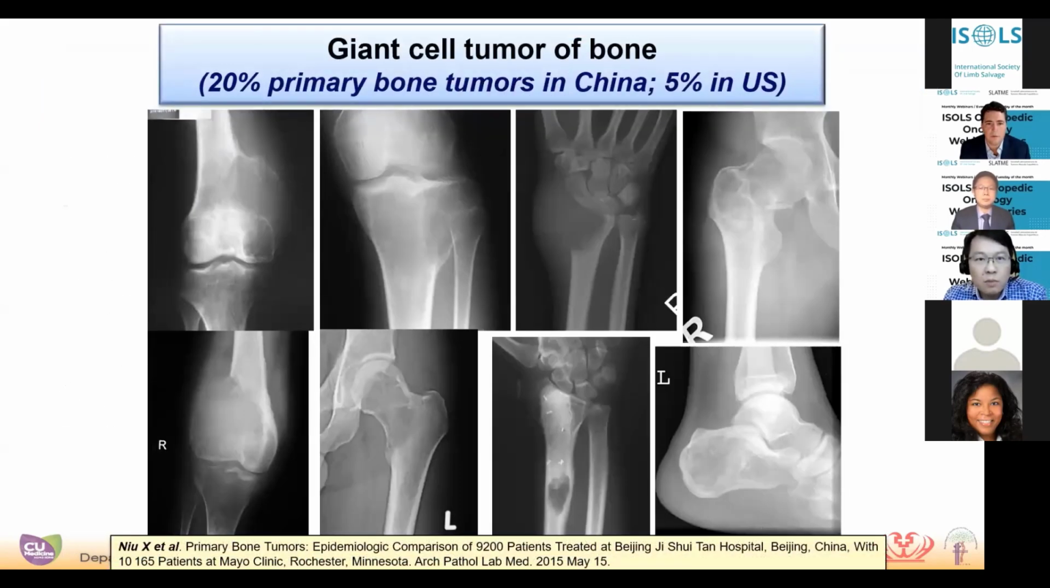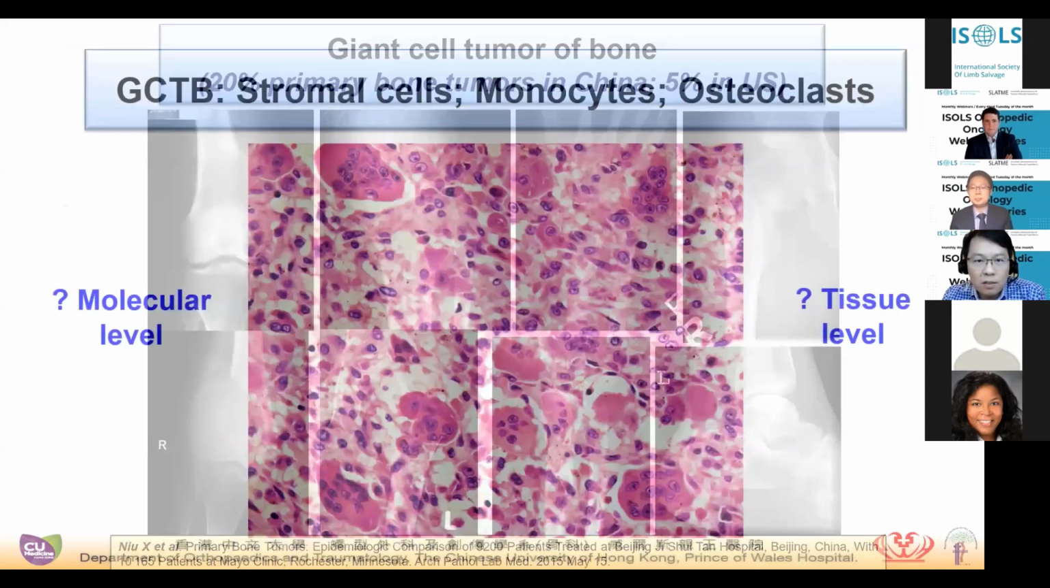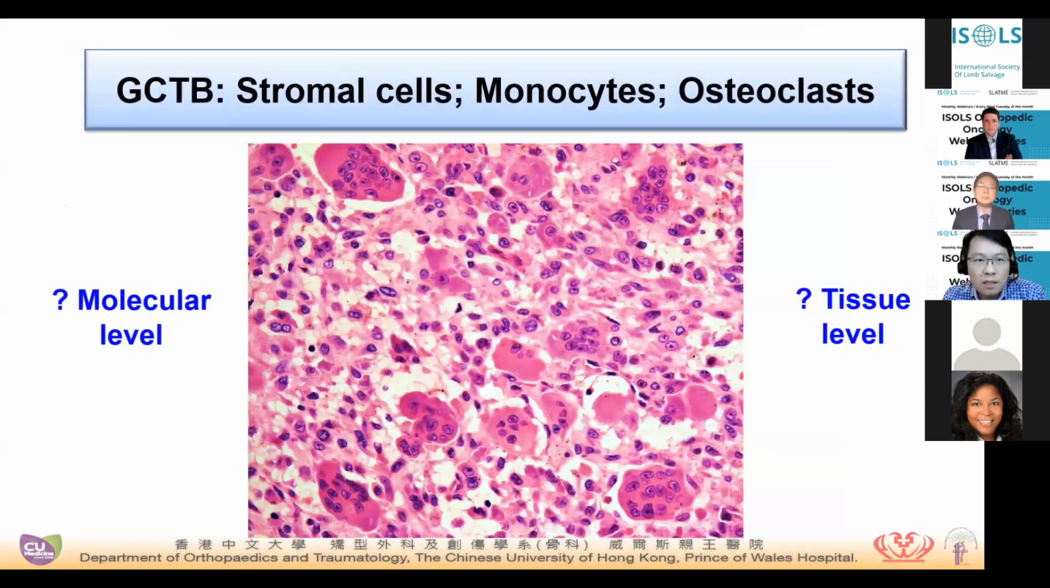Giant cell tumor of bone actually is very common in the Asian population, 20% of primary bone tumors in China and less in overseas countries. They are characterized by extensive destructive juxta-articular bone destruction around the joint. This is a classic histological slide of GCTB, consisting of three types of cells: stromal cell, monocyte, and osteoclast. But how do they interact with each other at the molecular and tissue levels?